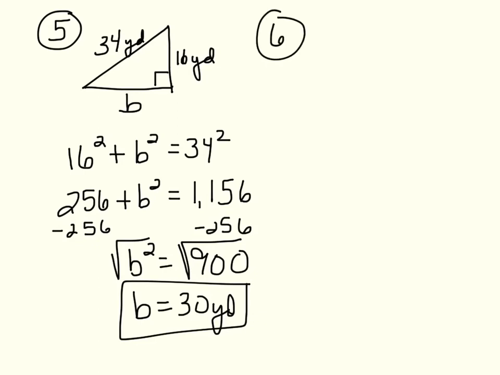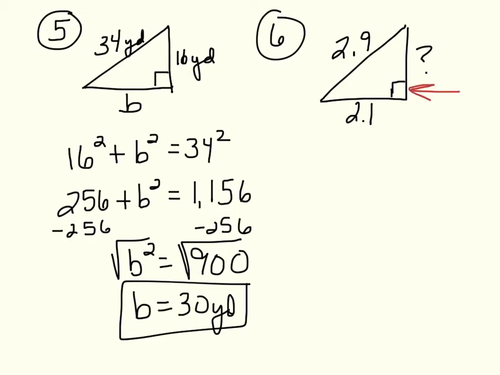Number 6, the last one that we're going to do of this type. Right angle. Find the missing side. So once again, my right angle is right here, so that means this is your leg, this is your leg, so it doesn't matter which one you let be A or B. So I'll make this side A. A squared plus 2.1 squared equals 2.9 squared.